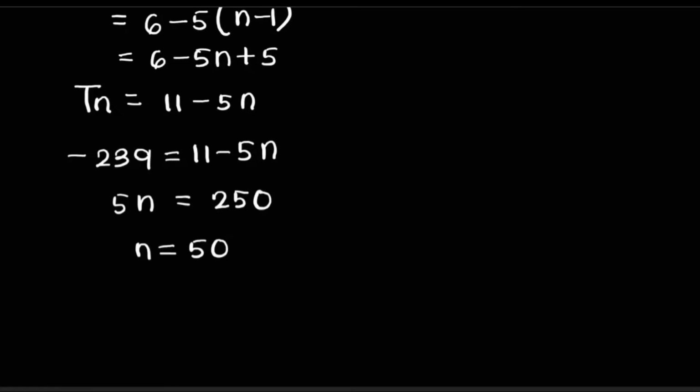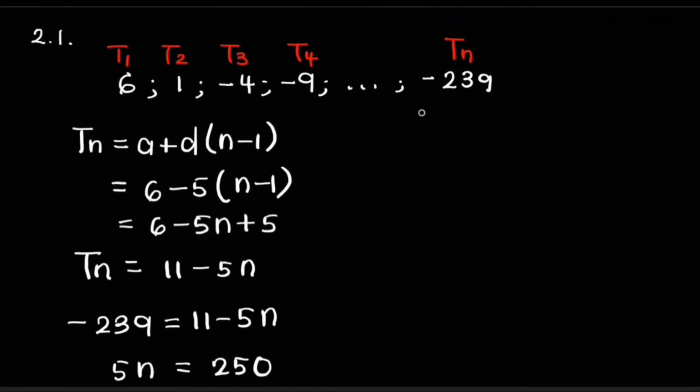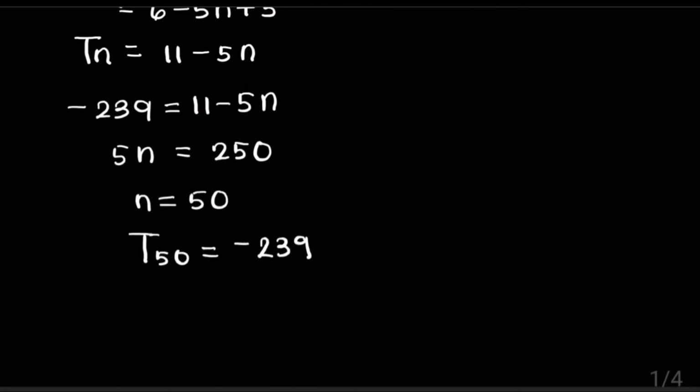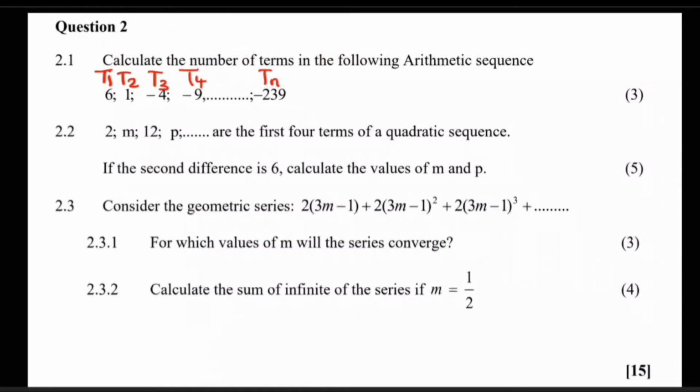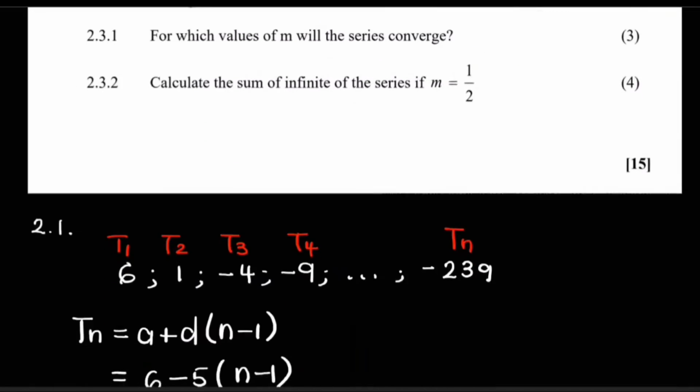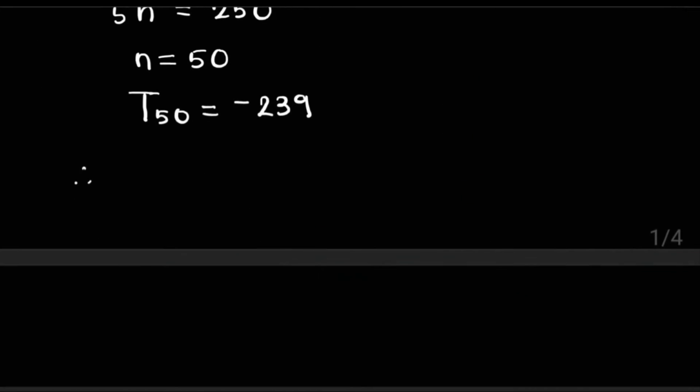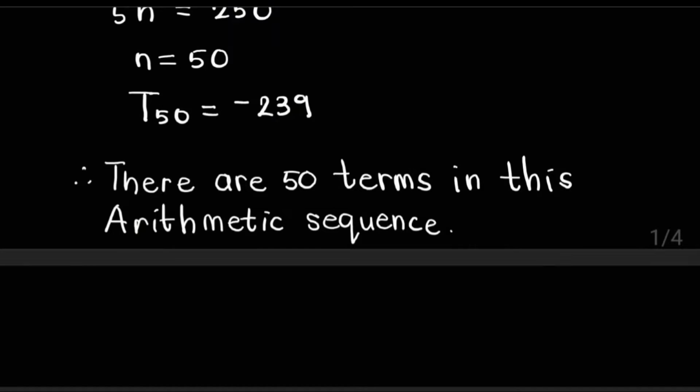Now here's what this means. This actually means that term 50 is equal to -239. And since -239 is your last term, it means that this number pattern consists of 50 terms. So if you look at the way the question was asked, the number of terms in the following sequence, we can say, therefore, it has 50 terms in it. So we can conclude by saying there are 50 terms in this arithmetic sequence.